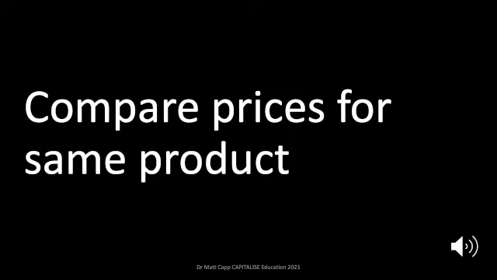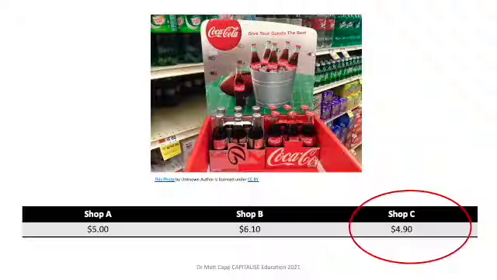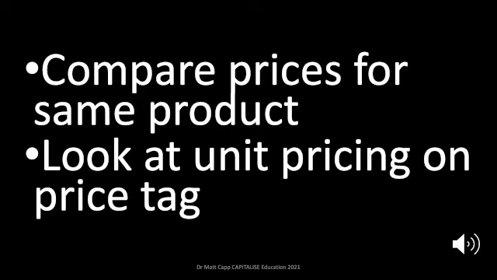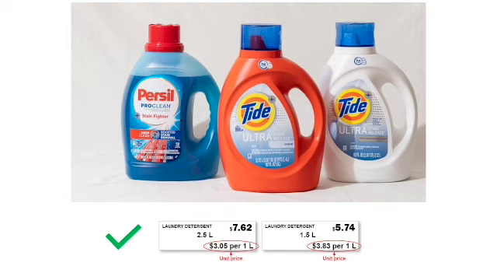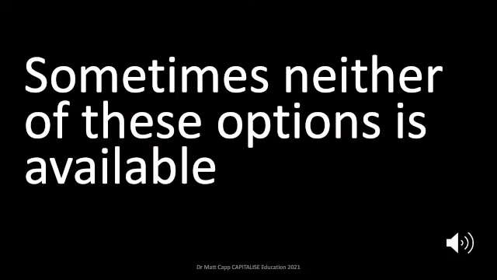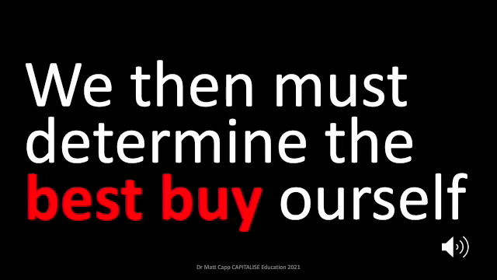So when we go to the stores, if we're comparing the same product, we just look at the different prices. Alternatively, we look at the unit pricing on the price tag. However, sometimes neither of these is an option. We then have to calculate the best buy ourselves.